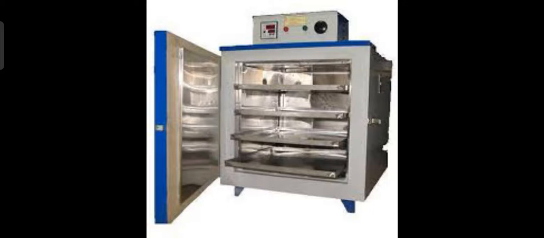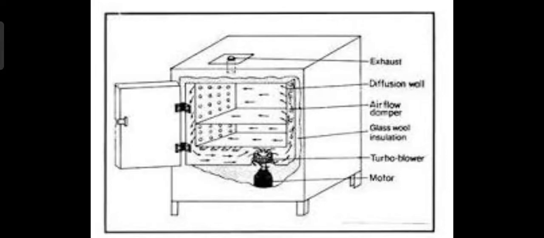This is the picture of the hot air oven used in the laboratory. This is about the construction of the hot air oven. You can see the exhaust at the top, airflow inside, and there is a space to keep all your materials to be sterilized. Motor at the bottom, turbo blower above that.